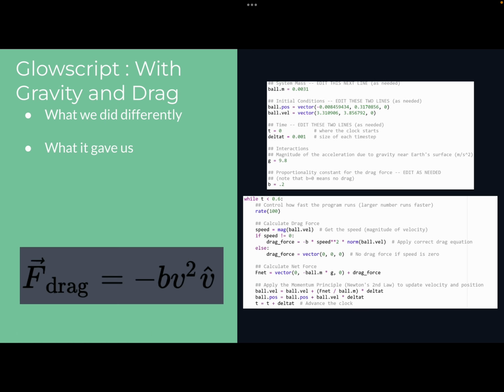And what we did differently for the drag force model is that we changed B to now equal 0.2 because that is a drag force coefficient. And then we calculated drag force in our time loop and then added that to our F net. And that is the drag force formula in the bottom left-hand corner.